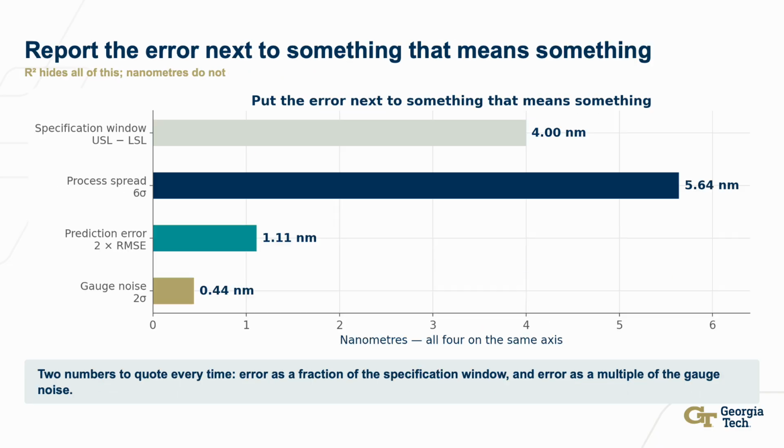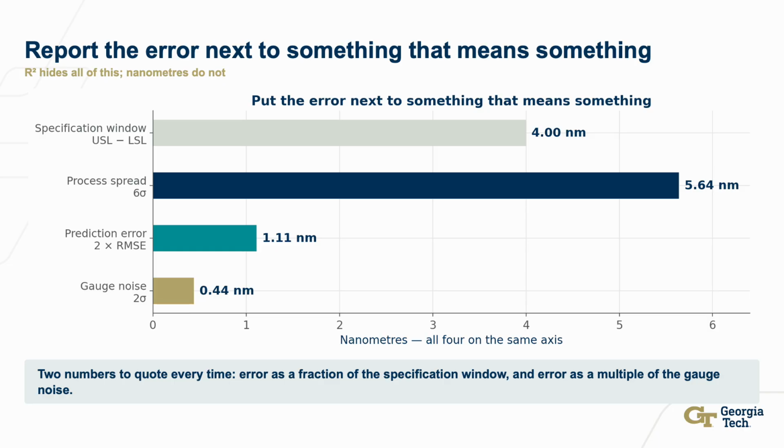split. Now let us talk about how you report the error, because R squared has been doing a lot of work in this lecture and deserves some criticism. R squared is a ratio, the variance you explained over the variance there was, which means it depends on the denominator. Run the same model on a period when the process happened to be more variable and R squared goes up with no change in the actual accuracy. Run it on a well-controlled period and R squared falls. So R squared tells you about the data as much as about the model.